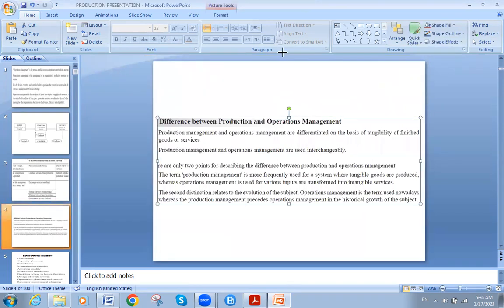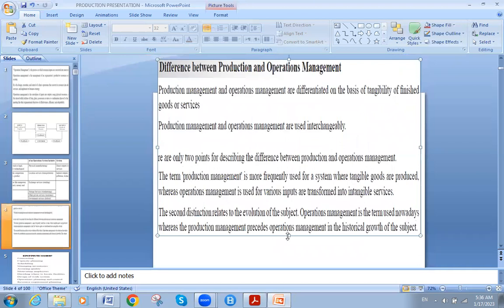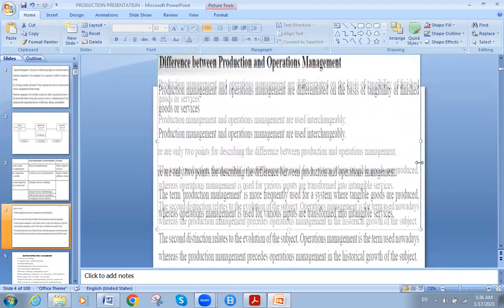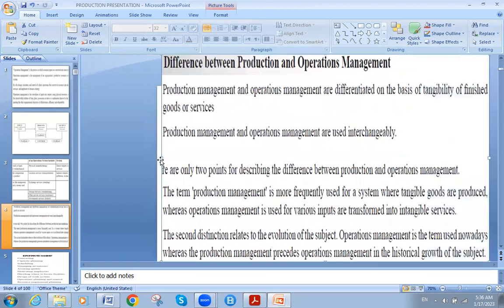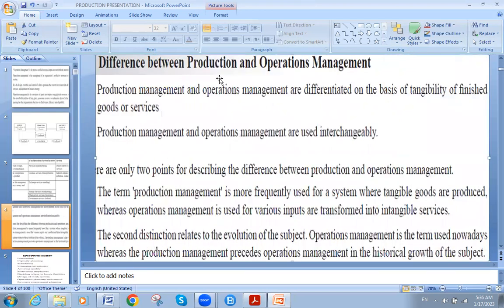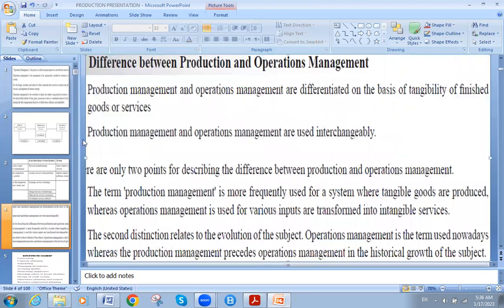We'll go now to another slide, which is very important as well: the difference between production and operation management. What are the differences between production and operation management? Production management and operation management are differentiated on the basis of the tangibility of finished goods and services. What does tangible mean? It means that you can touch it, you can hold it with your hand. This is the meaning of tangible.